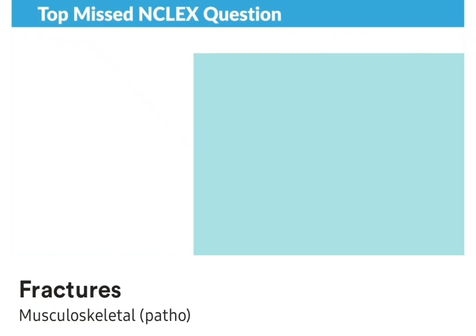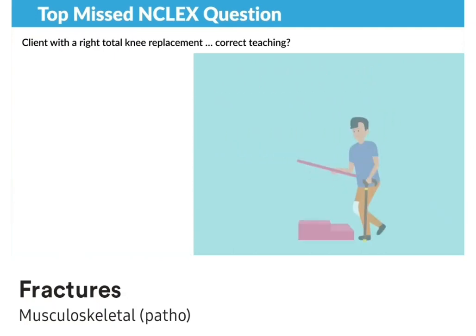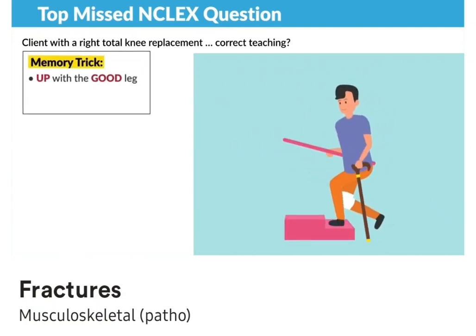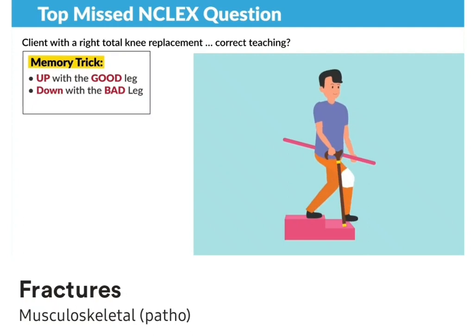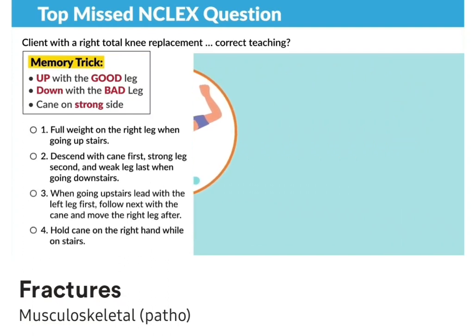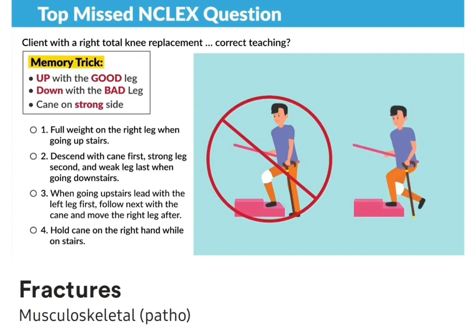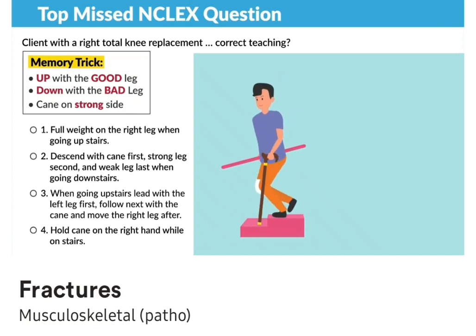Now for a top missed NCLEX question. A client with a right total knee replacement. Correct teaching. So once again, if we're talking about stairs, up with the good leg and down with the bad leg. And we always keep that cane on the stronger side. So option 1, full weight on the right leg when going upstairs. No, remember, up with the good first. So this question states the right total knee replacement. So if we're going upstairs, we have to go with the left. Now option 2, descend with the cane first.